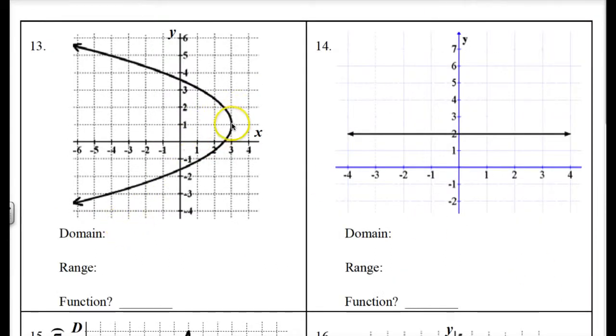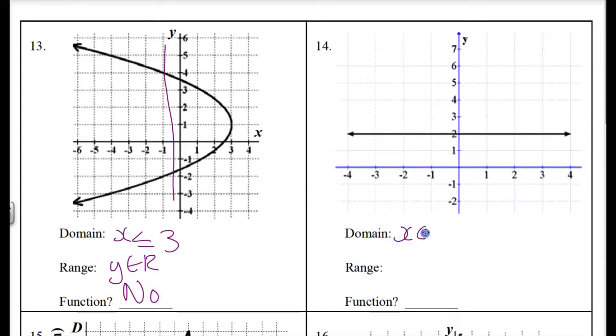Domain, so this starts at 3 and gets lower, so x is less than or equal to 3. Range, these arrows are going up and down forever, so y belongs to the reals, and of course it fails the vertical line test, so it's not a function.